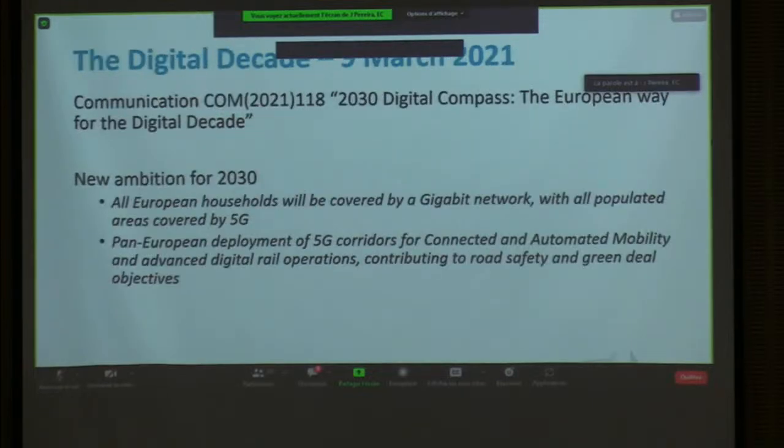This was complemented in March 2021 by a communication called the 2030 Digital Compass, opening the way for a digital decade. The ambitions were increased, and all European households will be covered by a gigabit network, with all populated areas covered by 5G. Again, we are here contrasting the broadband access with the wireless 5G access across Europe. We expect pan-European deployments of 5G corridors for connected and automated mobility and advanced digital rail operations, which will contribute to road safety and Green Deal objectives.